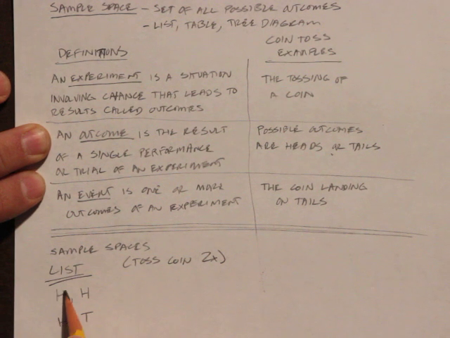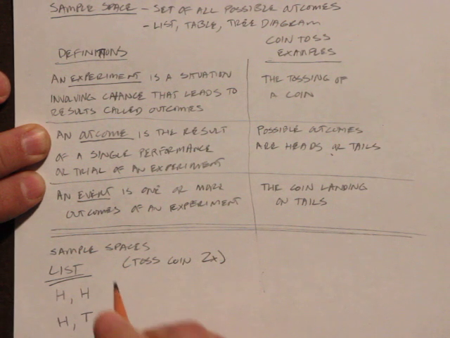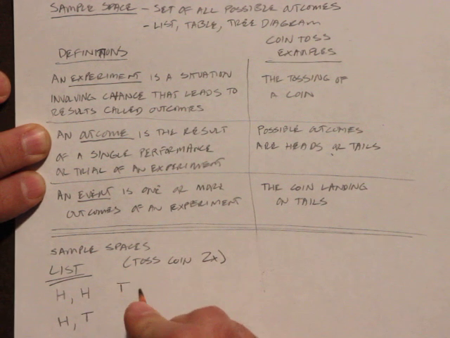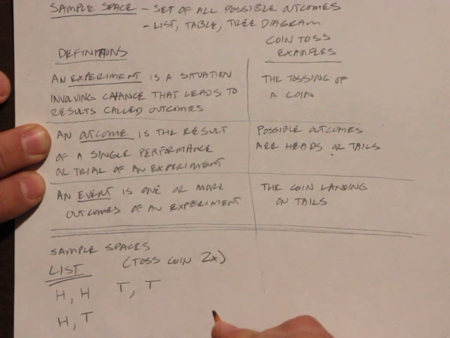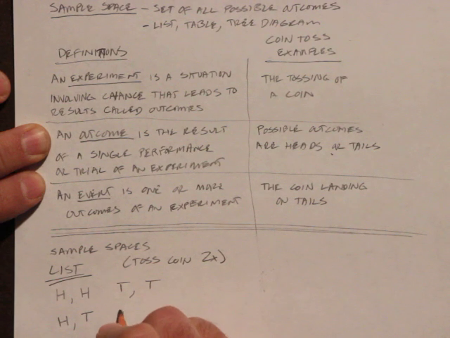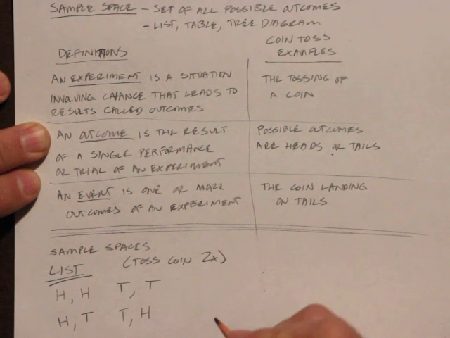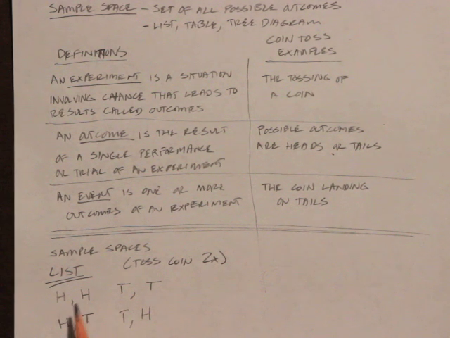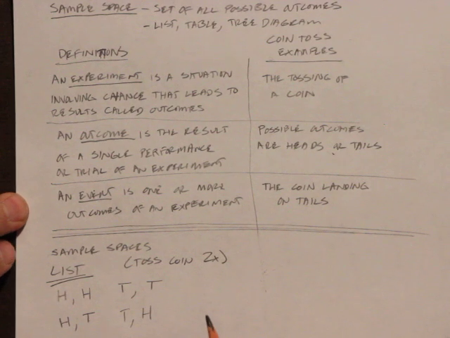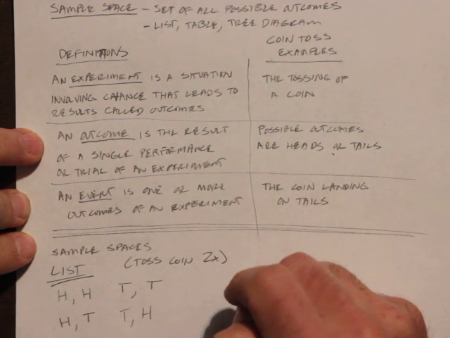This is when we get heads the first time, and then heads and then tails the second time. Now, what if we do tails the first time, and then tails the second toss, and then we get tails the first toss, and then heads the second toss? So these are all of the different possible outcomes of tossing the coin 2 times. And this is the way we do it with a list. Let's do it with a table.